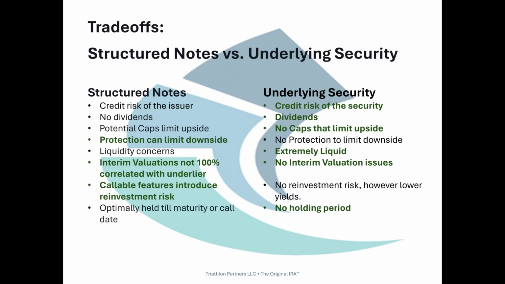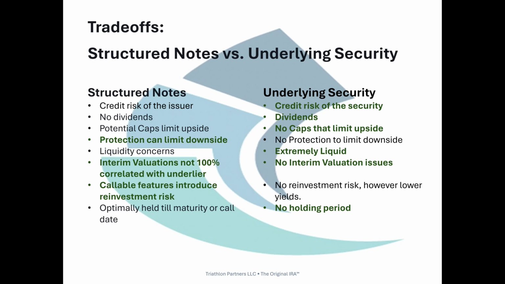Now, the final point I want to make is the structured notes versus underlying securities. What are the risks of each one versus the other? Because that's going to determine if these investments are right for you. Credit risk: in a structured note, it is the credit risk of the issuer, versus the underlying security, which is the credit risk of the securities. If you're looking to get dividends on a growth note, you're not going to get that in a structured note, but you get that in the underlying security.